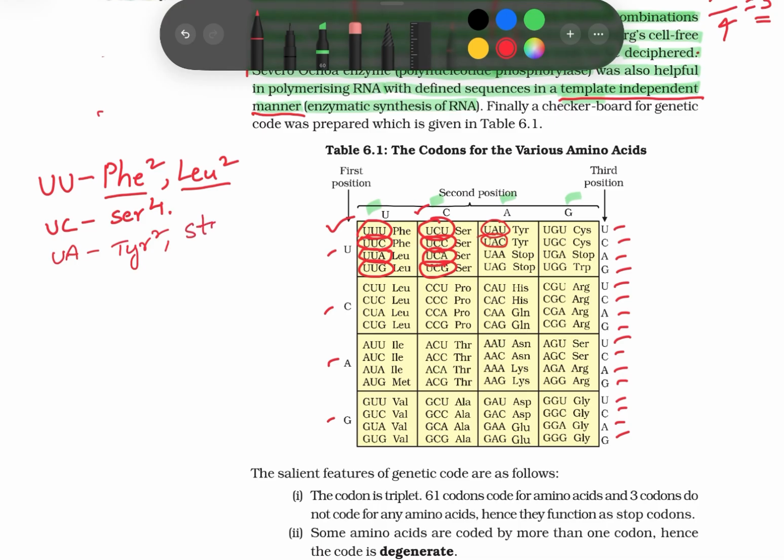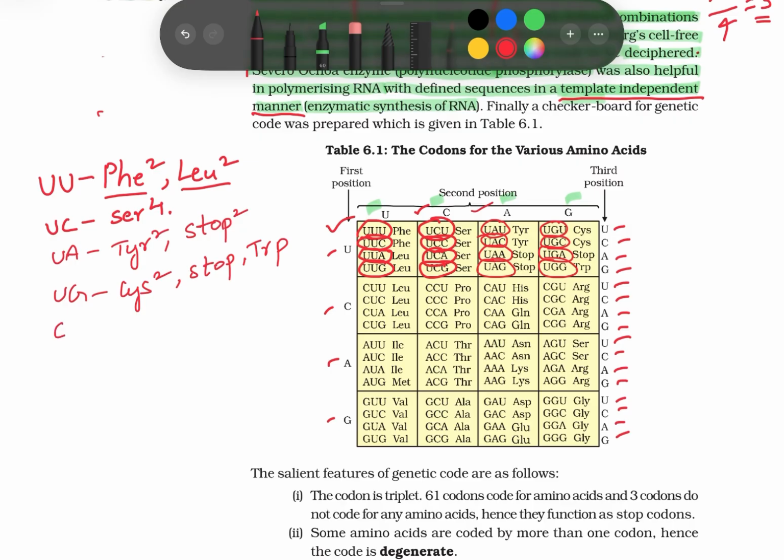Next two are stop codons. So stop square. Third letter is A, so UAA. Fourth letter is G, UAG. Stop codons. So third box done. Let us see the fourth box, UG. First two codons are coding for cysteine, Cys square. UGU, UGC. And the third codon is not coding for any amino acid. It is a stop codon, that is UGA. And the fourth codon is coding for tryptophan, that is UGG. So we completed the first row.